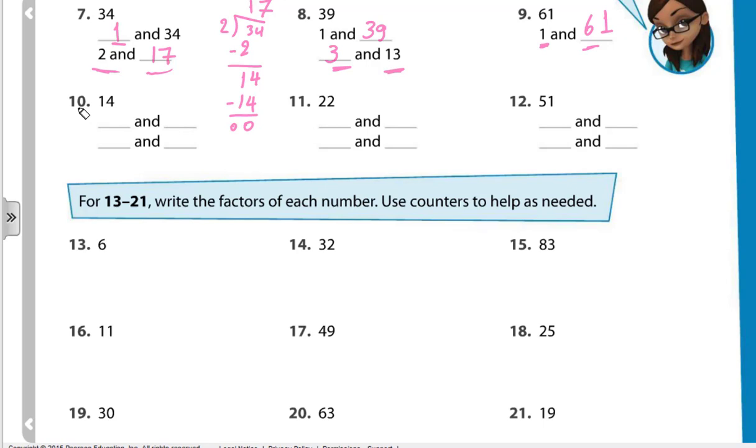Question number 10. Now, it's your turn to say the two pairs. 14 multiplied by 1. Okay, I prefer to start with 1, but it's okay if you start with 14. I prefer each time I find the factors, I start with 1 and the number itself, okay?